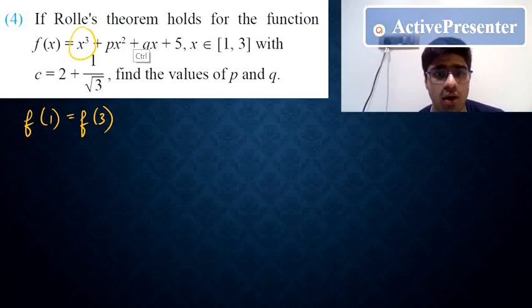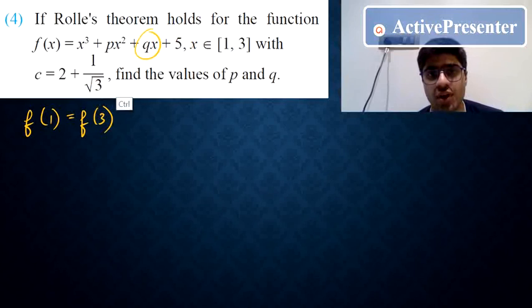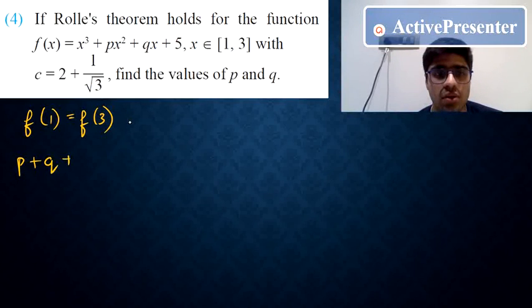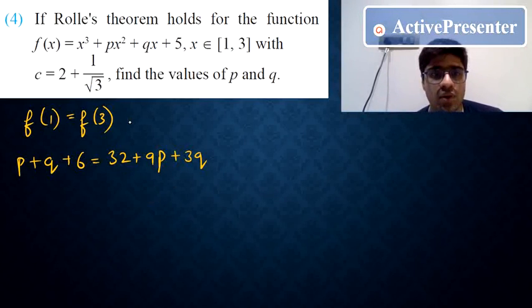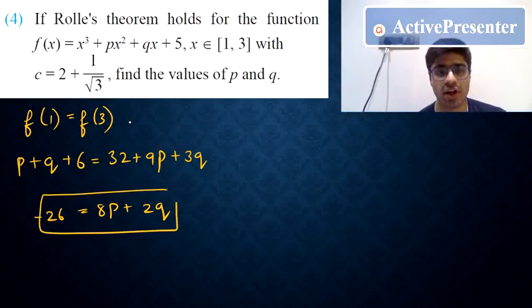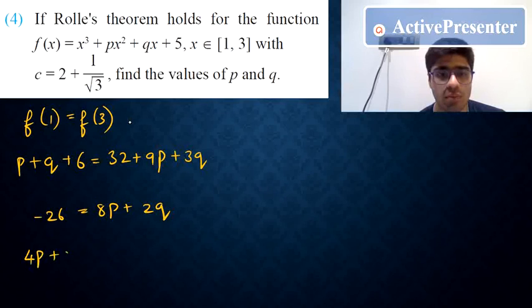f of 1 will be 1 plus p plus q plus 5, that is p plus q plus 6. That should be equal to f of 3, which is 27 plus 9p plus 3q plus 5. 27 and 5 will be 32. We have 32 plus 9p plus 3q. I think we will take p plus q on the right, so that will give us 8p plus 2q on the right, and on the left it's going to be minus 26. Divide throughout by 2, so you will have 4p plus q equal to minus 13, and that is your equation number 1.